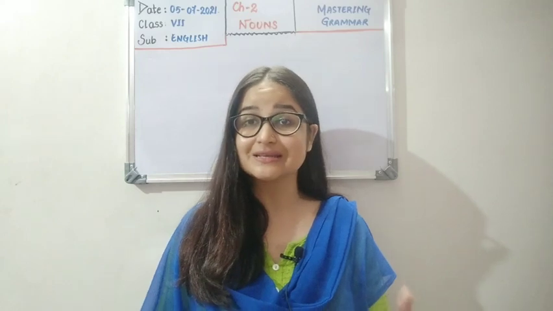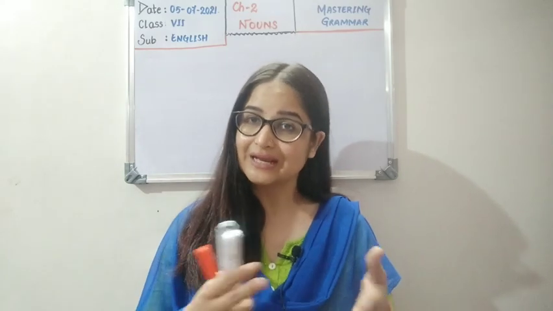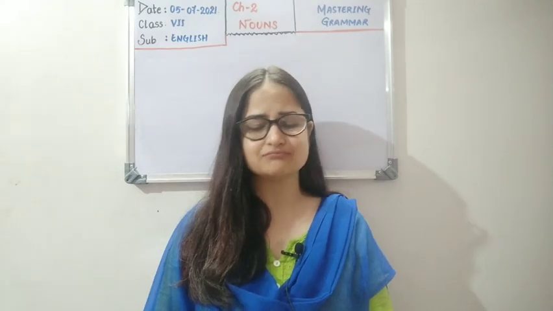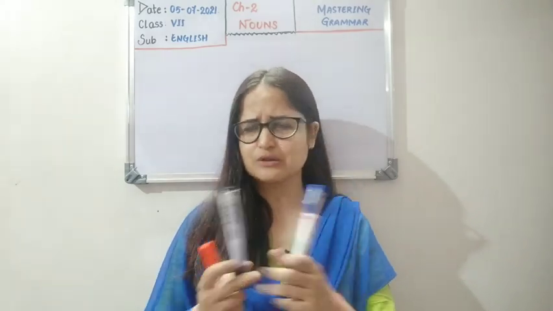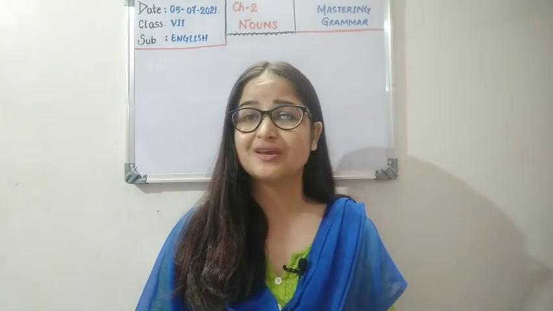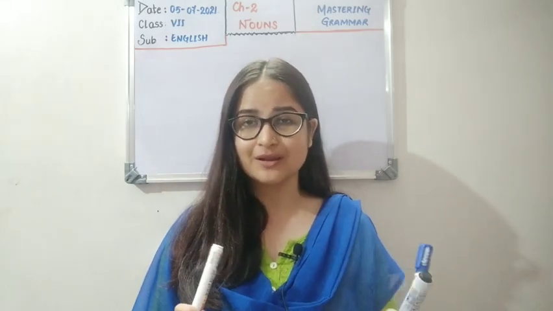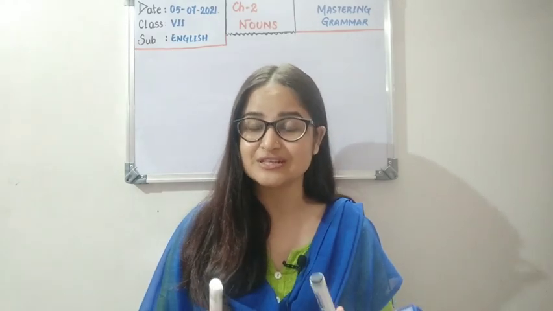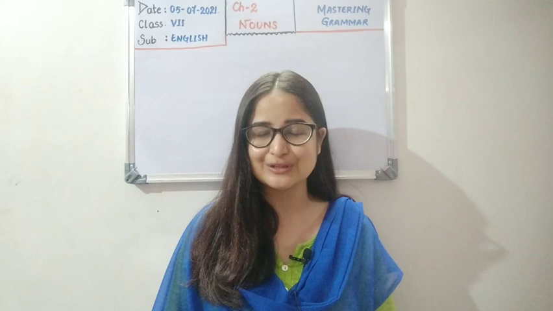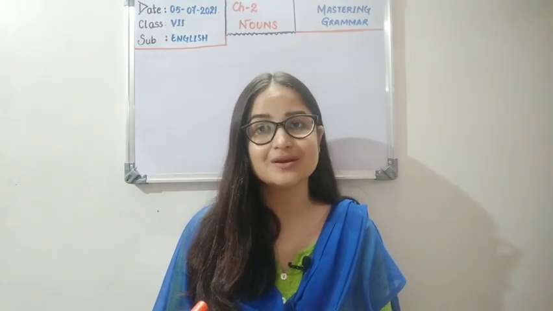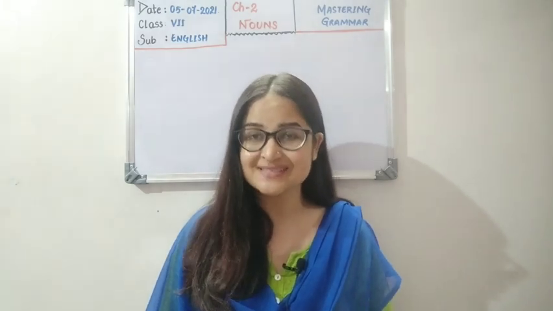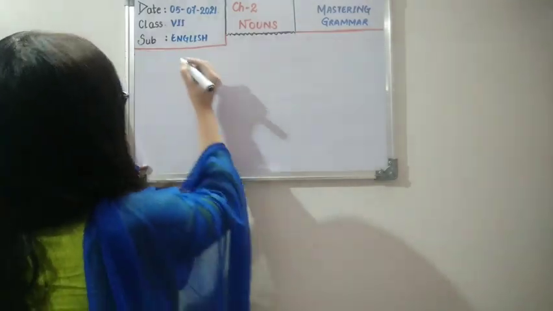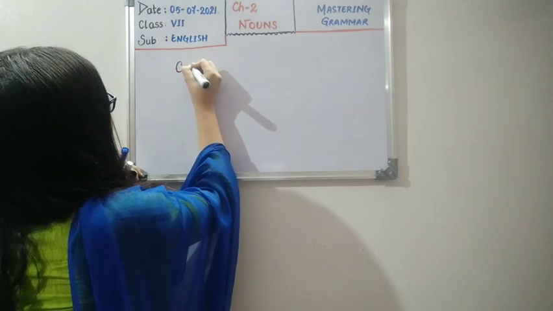Instead, it is divided on the basis of whether we can count the nouns or we cannot count them. Because we know that you can count these pens 1, 2 and 3. So what do you think these nouns should be called? When we can count certain objects, things, people, animals, when we can count the nouns, let me write that down for you, they are known as countable nouns.